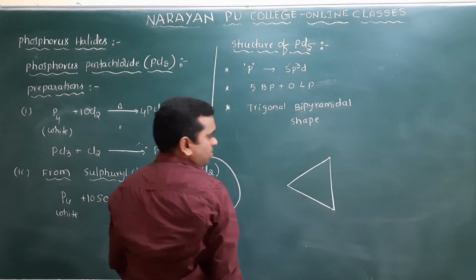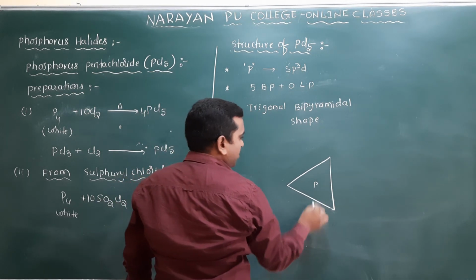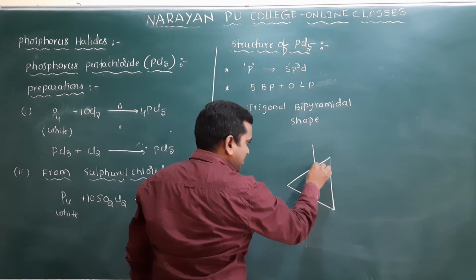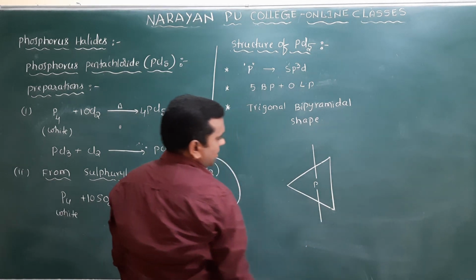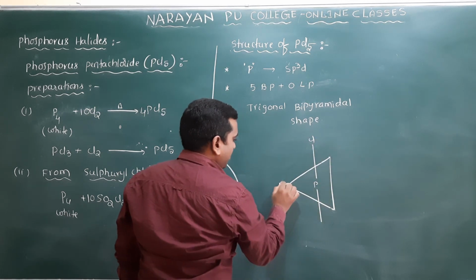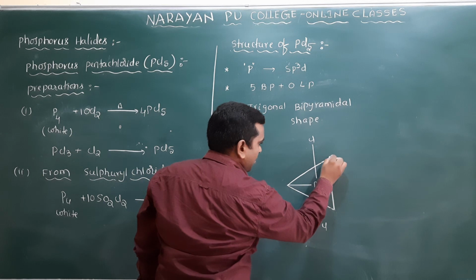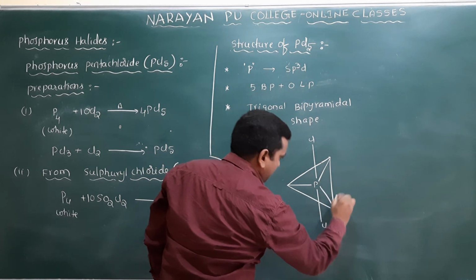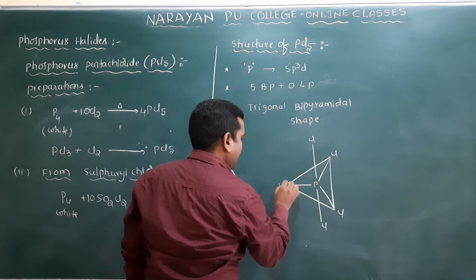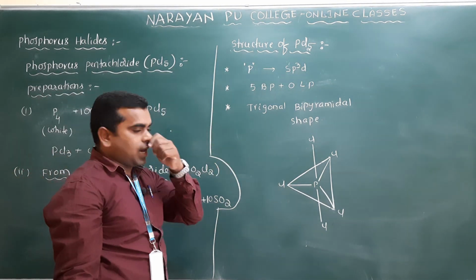Now the central atom will be there, that is phosphorus in the middle. Next, bipyramidal. This is one pyramid and this is one pyramid. Then you write here this is a chlorine atom, and here this is a chlorine atom. This is chlorine and chlorine. This is the shape of trigonal bipyramidal.